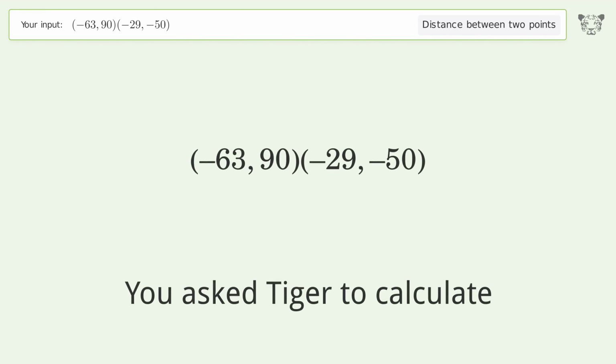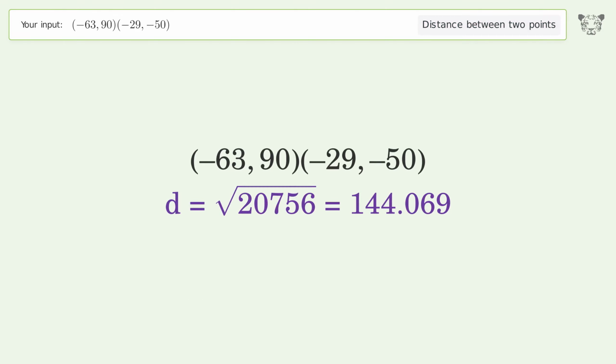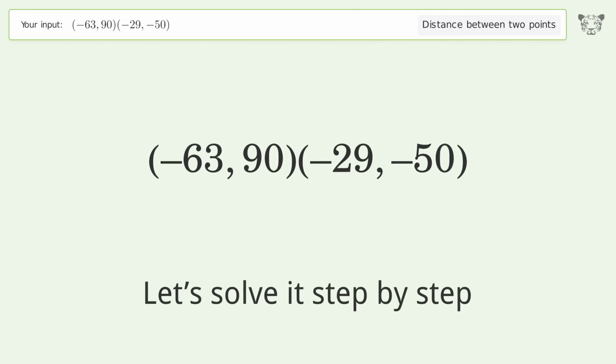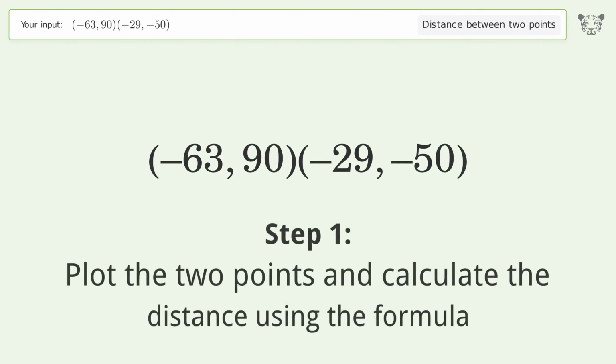You ask Tiger to calculate. This deals with the distance between 2 points. The distance between the 2 points is the square root of 20,756, or 144.069. Let's solve it step by step. Plot the 2 points and calculate the distance using the formula.